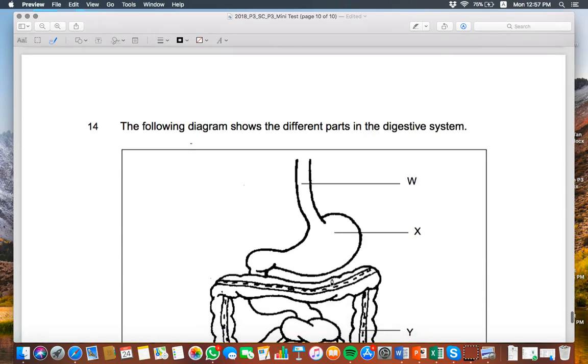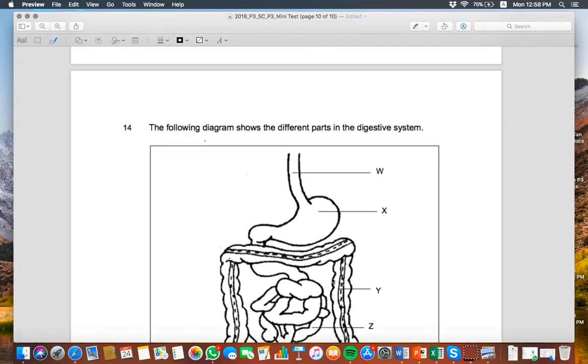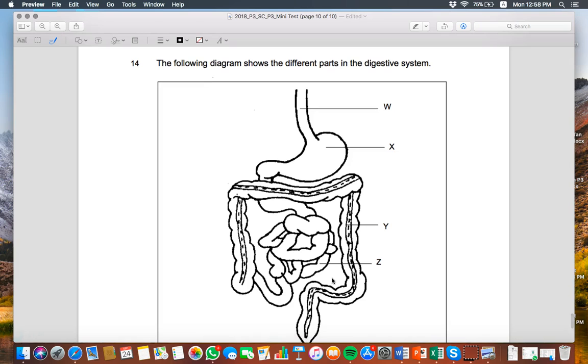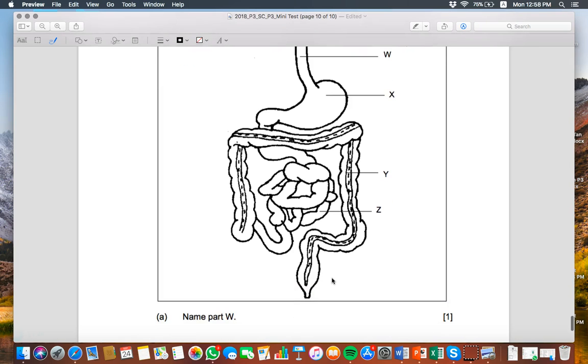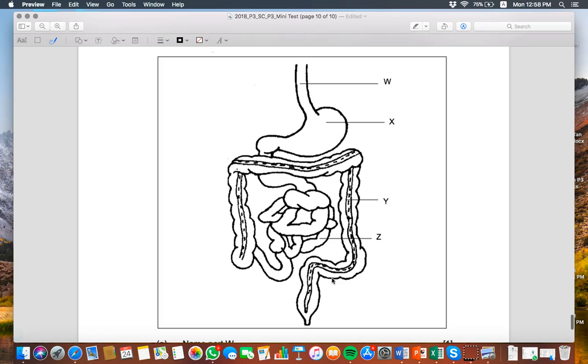Okay, let's move on. Last question. The following diagram shows the different parts in the digestive system. Name part W. You know what? We don't just name part W, we name everything. W will be your gullet. X will be your stomach. What is Y? Y would be your large intestine.